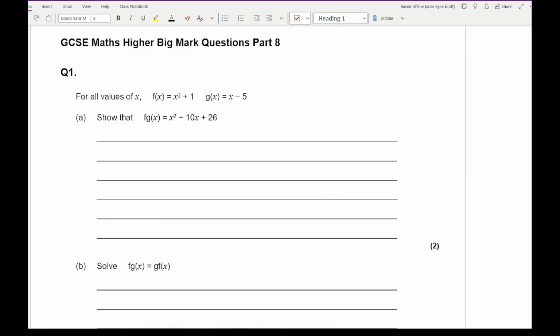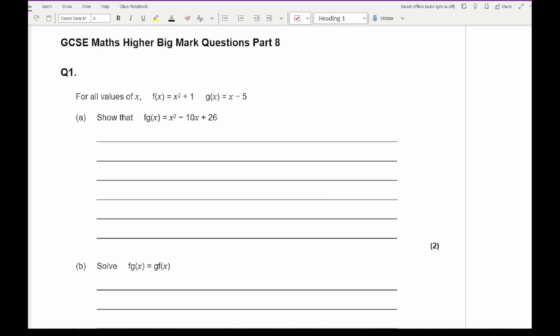So question 1 says for all values of x, f of x equals x squared plus 1 and g of x equals x minus 5. And the question is asking us to show that fg of x equals x squared minus 10x plus 26. Now if you've not had an opportunity to print off the question sheet, then all you need to do is just simply pause the video and have a go at these questions, then unpause to watch through the answers.